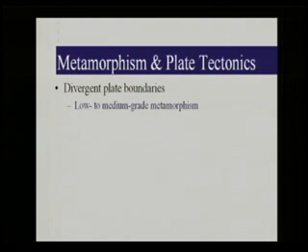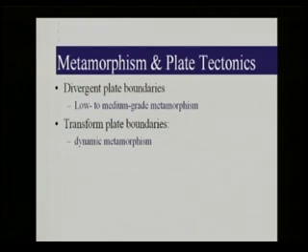Okay, so how can we relate metamorphic activity to plate boundaries? Well, if we look at divergent plate boundaries, we tend to get low to medium grade metamorphism. We may have a little bit of regional metamorphism, but it tends to be at pretty shallow depths. Transform plate boundaries, as you might suspect, would have dynamic metamorphism. Again, the agent of metamorphism in this case is high pressure, but not necessarily high temperatures.